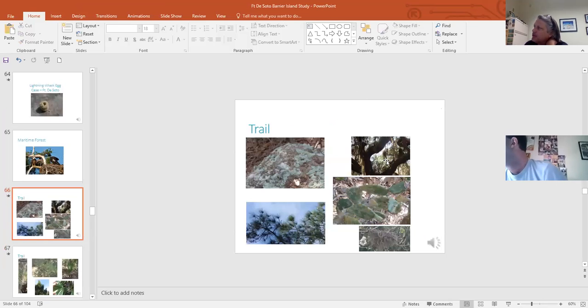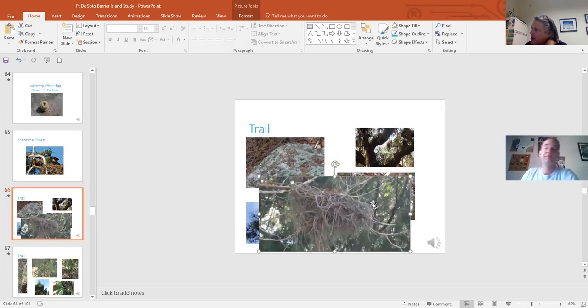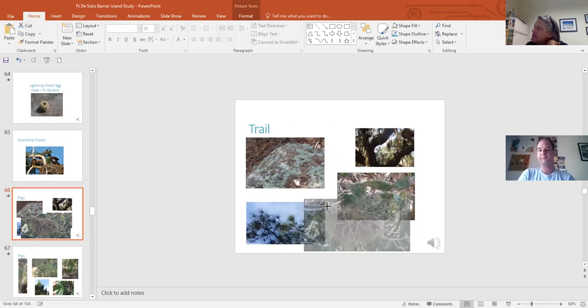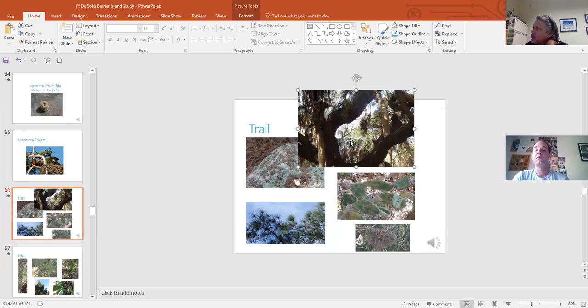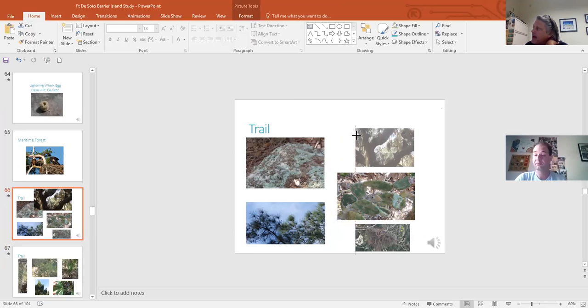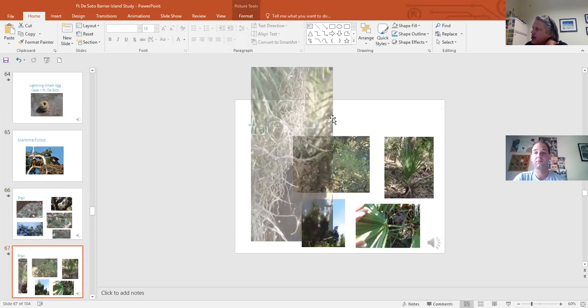On the Fort DeSoto Arrowhead Trail, you get the prickly pear cactus. This is an epiphyte called an air plant. It belongs to the same group of plants that pineapples belong to, called bromeliads. Slash pine, more lichen. Here's live oak, our main hardwood there. Other things found on the trail here.